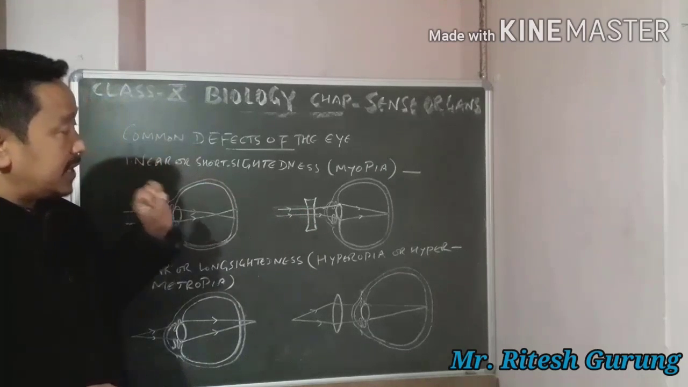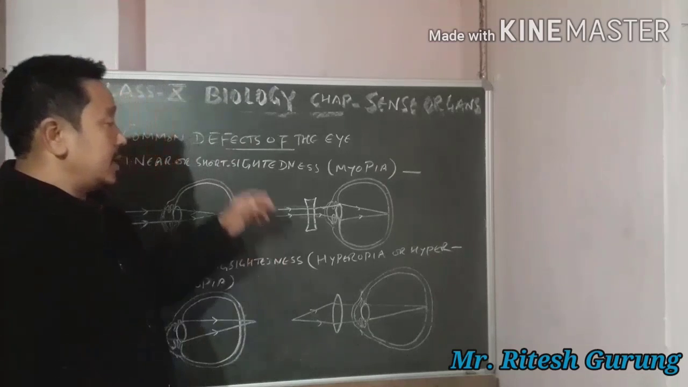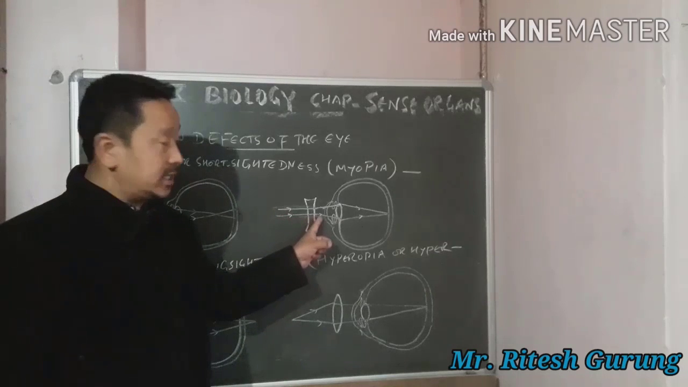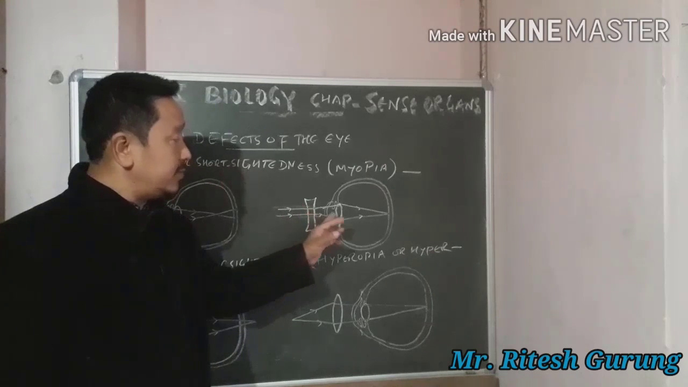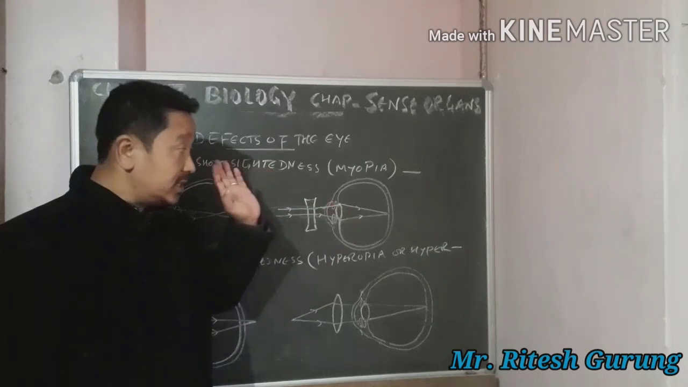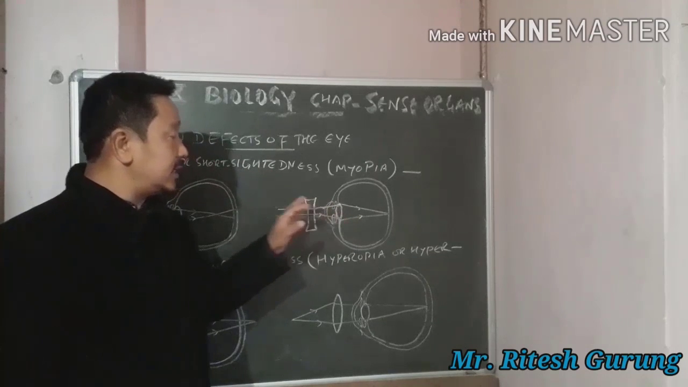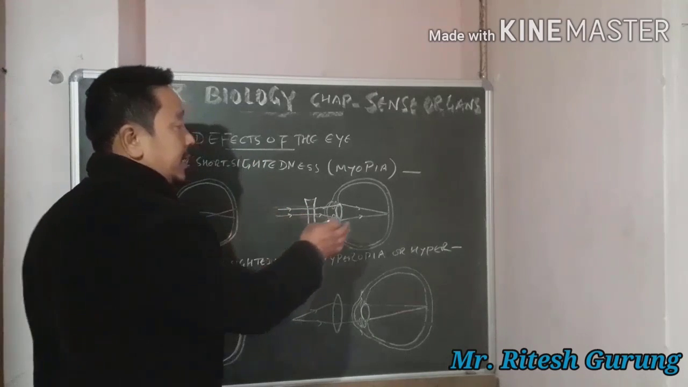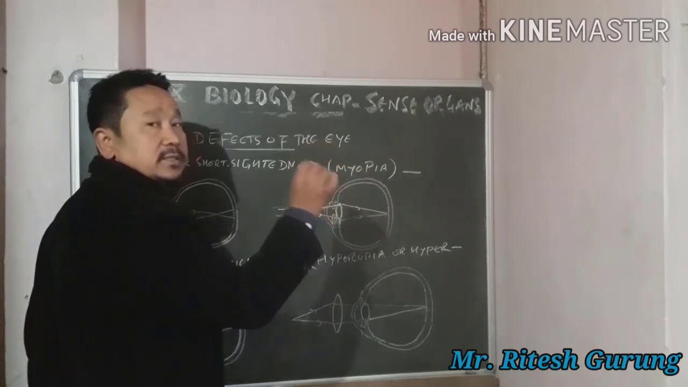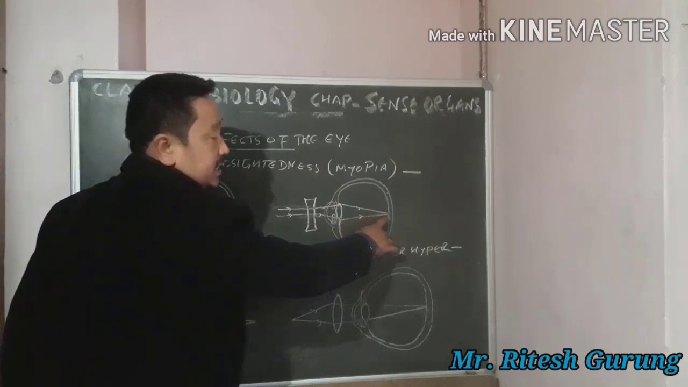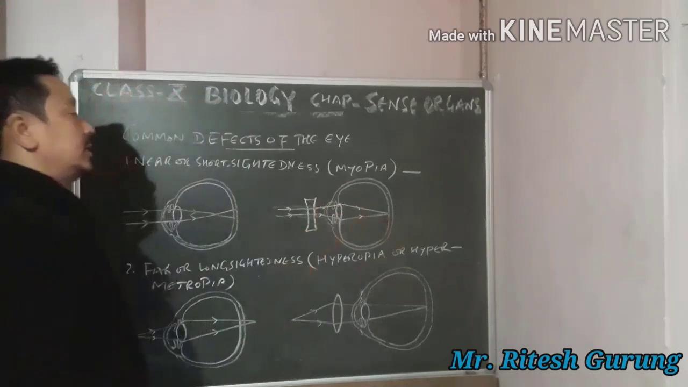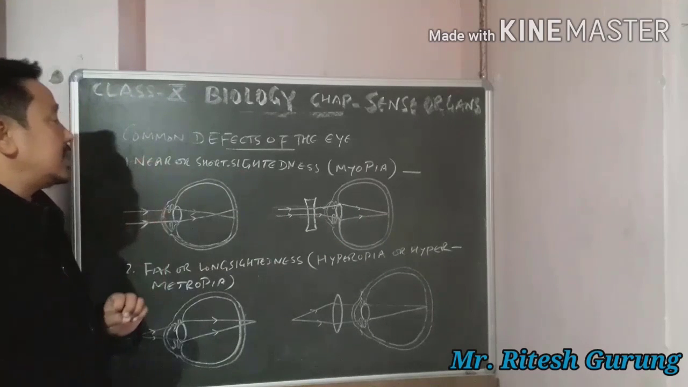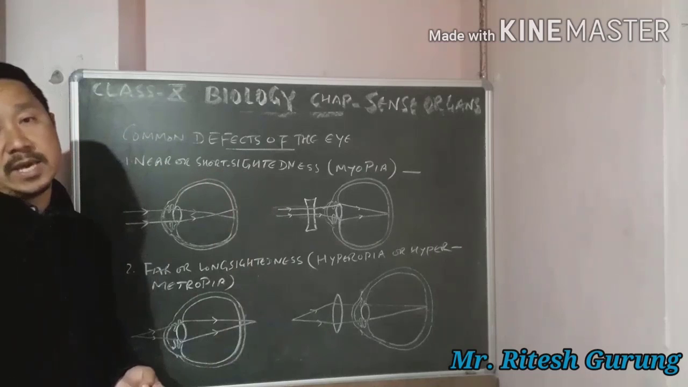So what does this concave lens do? You see the light rays coming from the object will first diverge like this, before they strike the lens. Then they will again converge and make a clear image on the retina like this. So by wearing this concave lens, we can correct near or short-sightedness, or myopia.